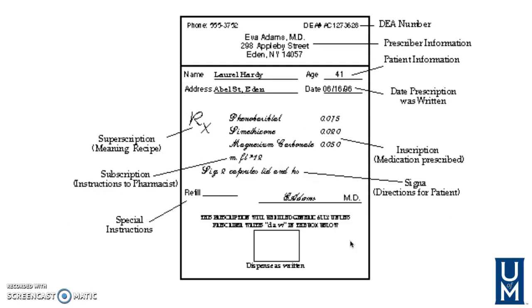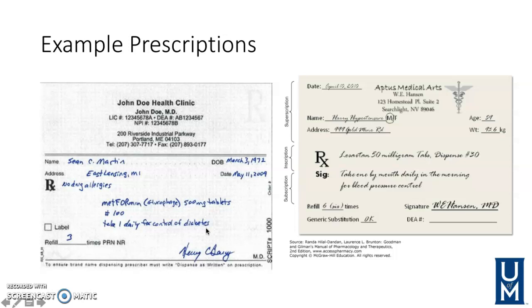So here you'll see an example of our 8 parts. Remember all of our doctor's information, our patient's information, that superscription, our inscription, our ingredients here. The subscription, that's going to be telling the pharmacist what to do. Our SIG, any of those directions for the patient, that doctor's signature, and then any special instructions or refills listed below. Here are just a few other example prescriptions.